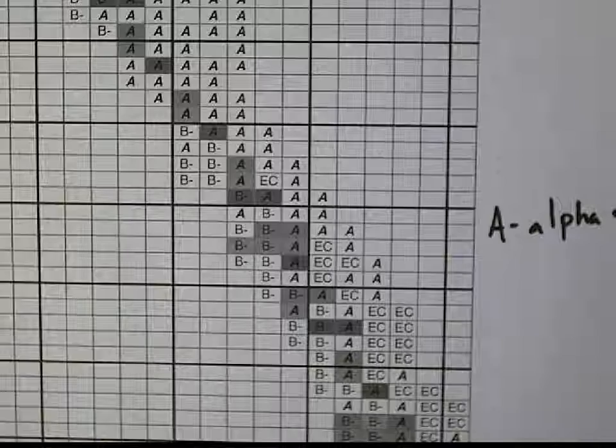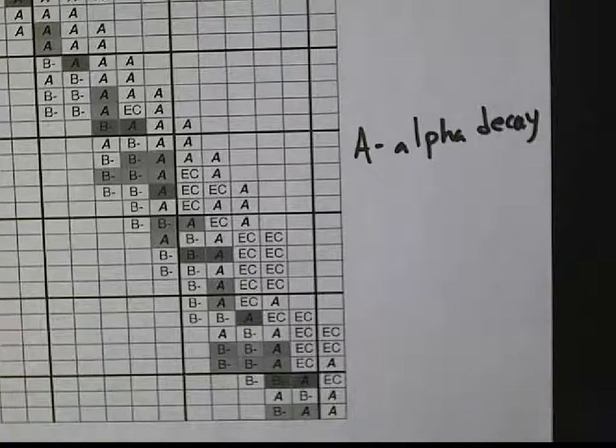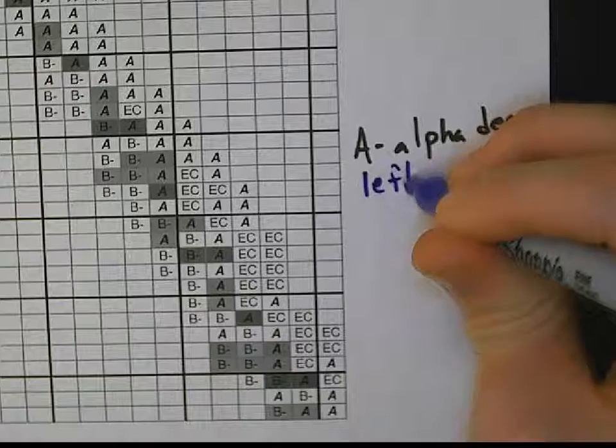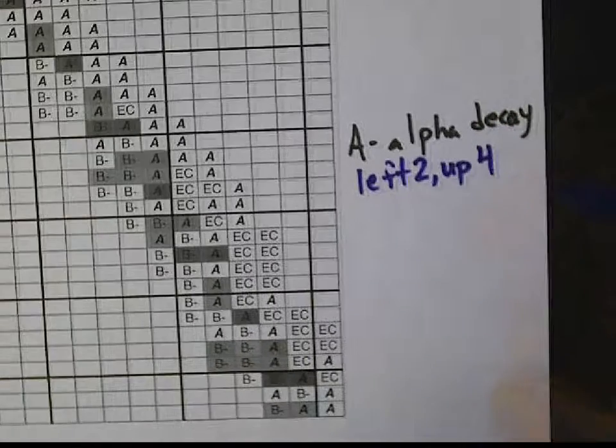Whenever you see an alpha decay, the easiest way to follow this chart, just so that you know, is from that point wherever you see alpha decay, you go left 2, up 4 to see what decay you would go next.